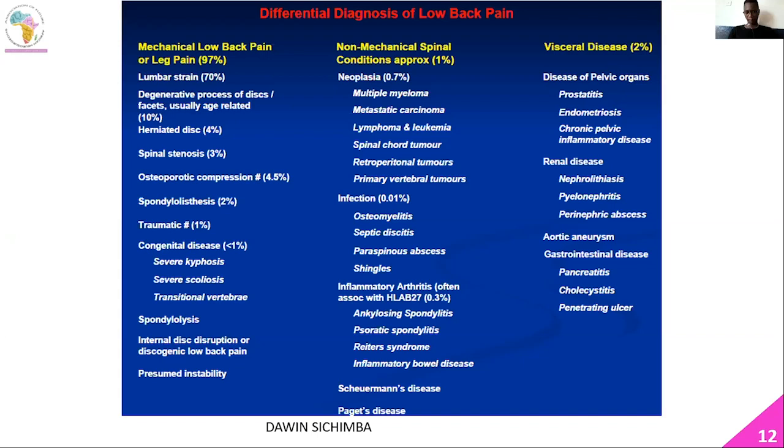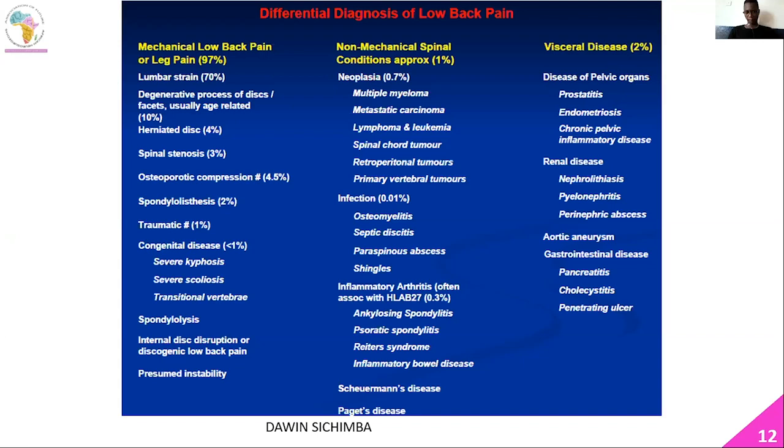So the most common are those which are mechanical, followed by those which are non-mechanical. Under the non-mechanical, we have neoplasia. Okay, so we're looking at malignant and benign disorders of the spine. They may not really be just of the spine. They could be primary or secondary, basically also affecting the spine.